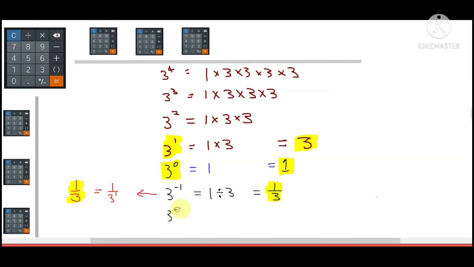So we have 3 to the negative 2. So this now means, well, we're starting off with our factor of 1 again. Now, how many 3's are we dividing by this time? We're dividing by 2 3's. So it's 1 divided by 3 divided by 3, which of course will work out to give us 1 over 9. Now, the laws of indices dictate that 3 to the negative 2 would mean 1 over 3 squared, which is equal to 1 over 9.